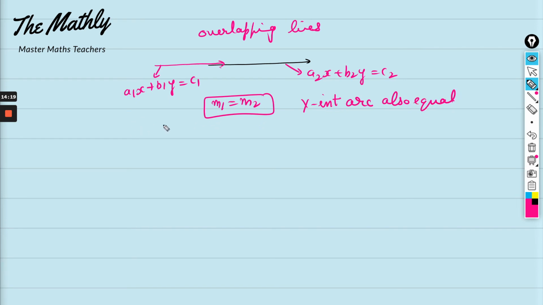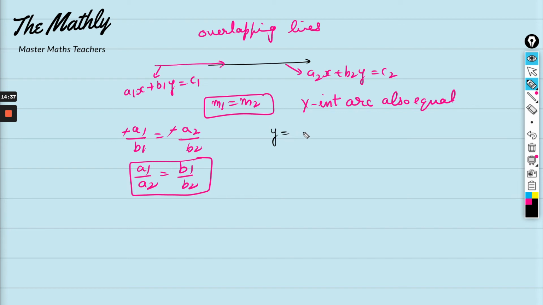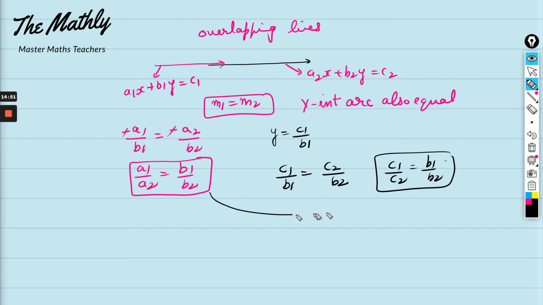Now, when I say the slopes are equal, I can say minus a1 by b1 will be equal to minus a2 by b2. This and this will cancel out. I'll say a1 by a2 will be equal to b1 by b2. Am I clear? Now, the y-intercept means y is equal to c1 by b1. So c1 by b1 will be equal to c2 by b2. I can say c1 by c2 will be equal to b1 by b2. Now again I can combine these two conditions.